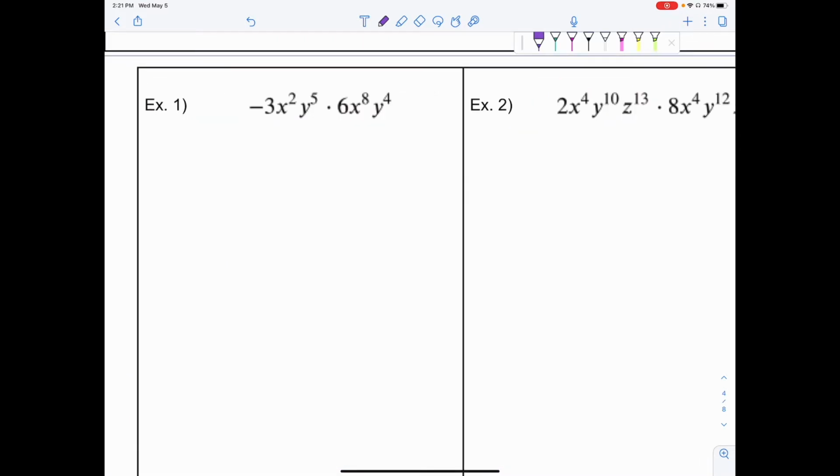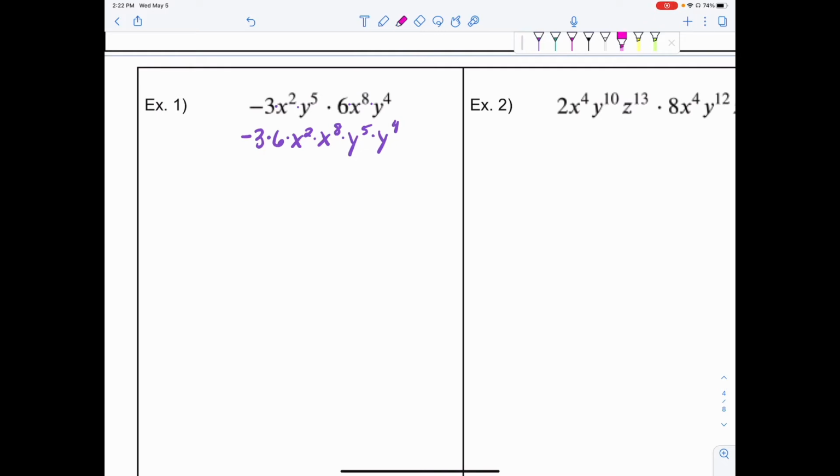So what does that look like? For example 1, we have negative 3x squared y to the 5th times 6x to the 8th y to the 4th. We can use the commutative and the associative properties to rearrange this multiplication, right? This is negative 3 times x squared times y to the 5th times 6 times x to the 8th times y to the 4th. Every operation is multiplication. So we're going to rearrange those. Negative 3 times 6, we're going to put our coefficients together, times x squared times x to the 8th, times y to the 5th times y to the 4th. So we've clumped those coefficients, x and y.